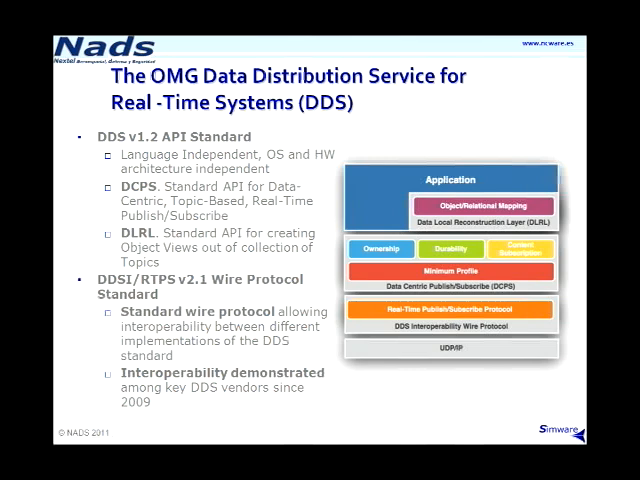DDS is really a two-layer protocol, DCPS and DLRL. The first one, DCPS, is the publish-subscribe layer. DLRL is a standard for creating information. The information is organized in units called topics in an object-oriented application interface. A key part of it is DDSI, now in version 2.1.